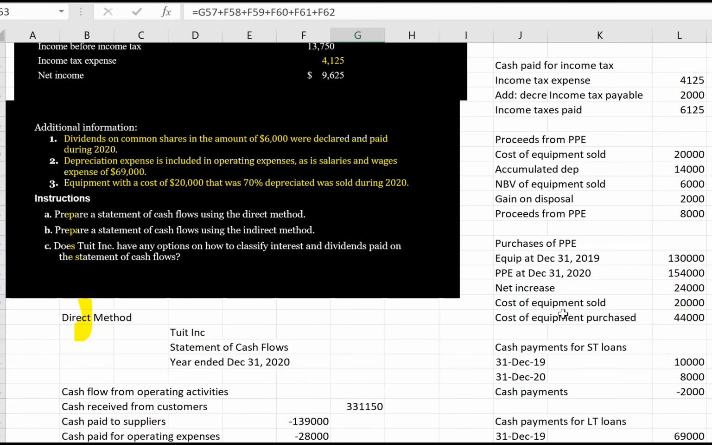So IFRS allows policy choices for interest paid and received and dividends paid and received, but ASPE does not. It requires dividends paid to be a financing activity, and it requires interest paid to be an operating activity.